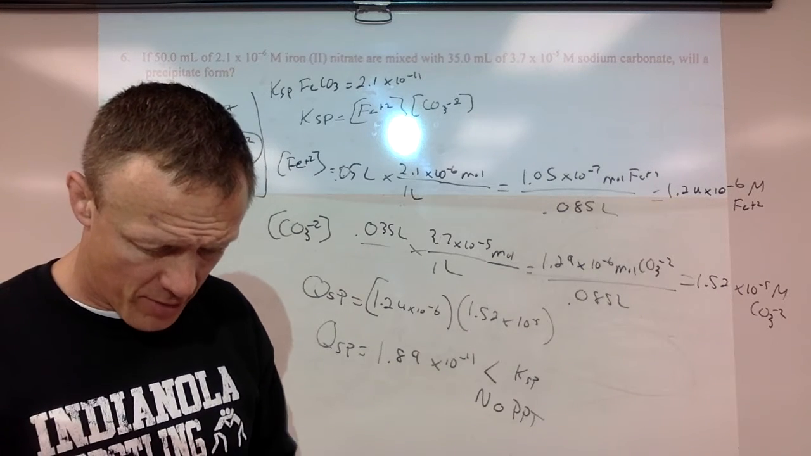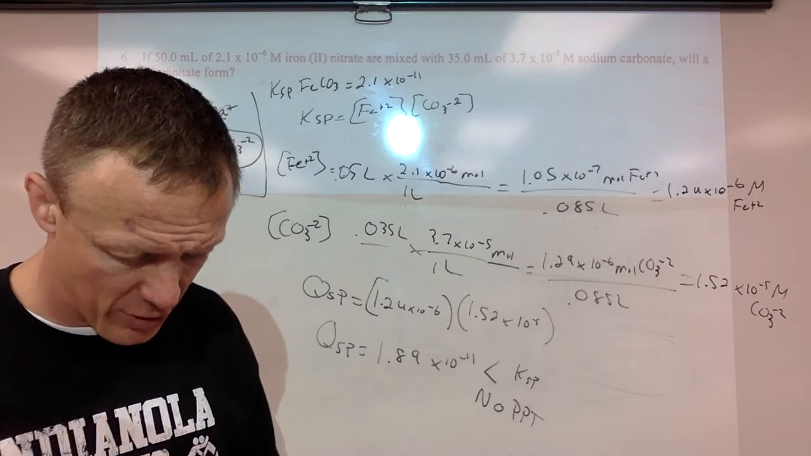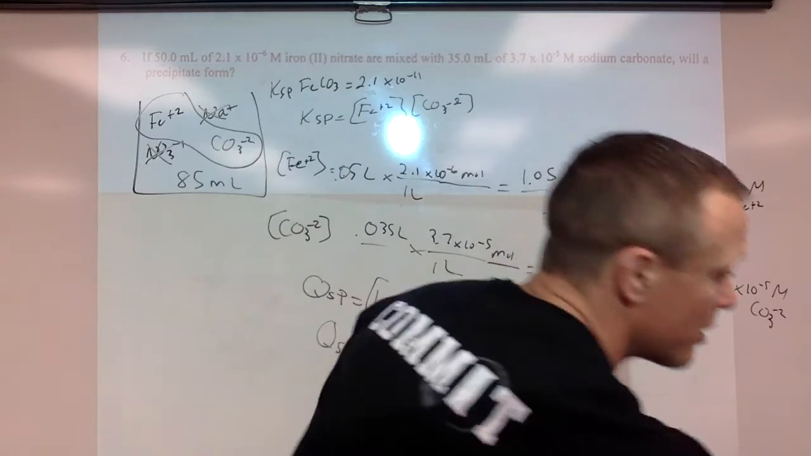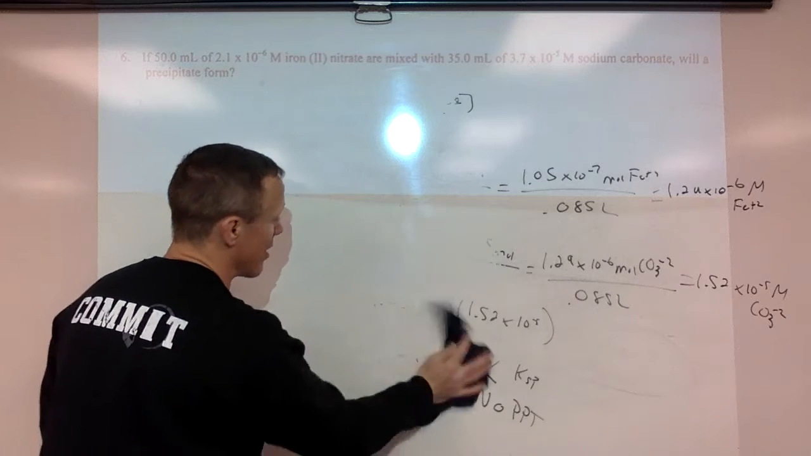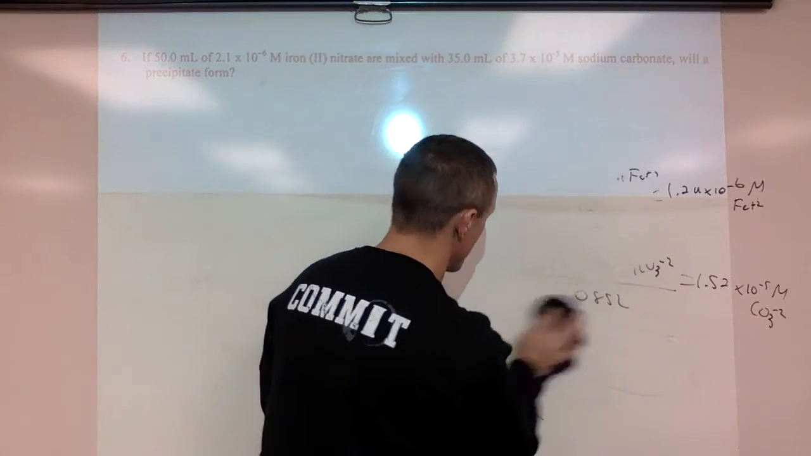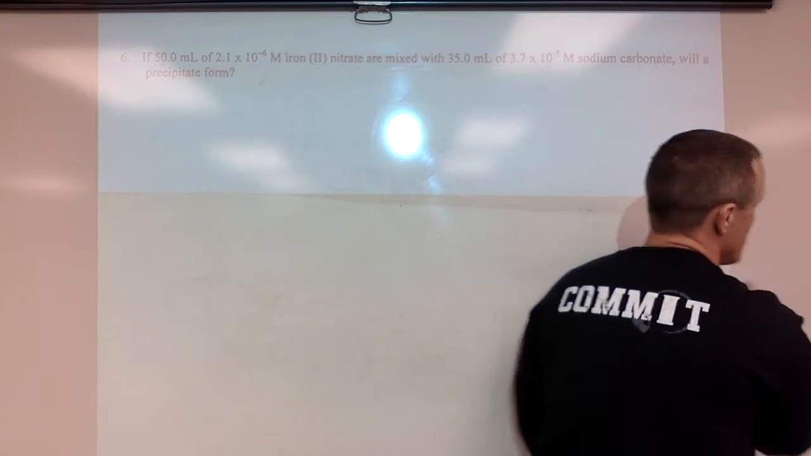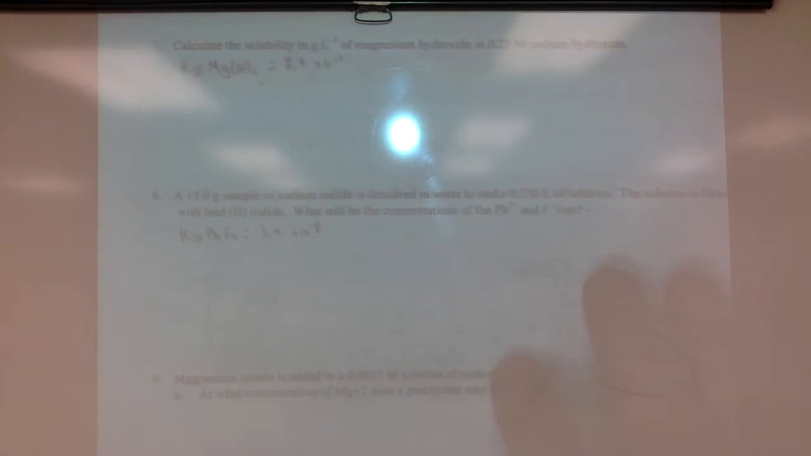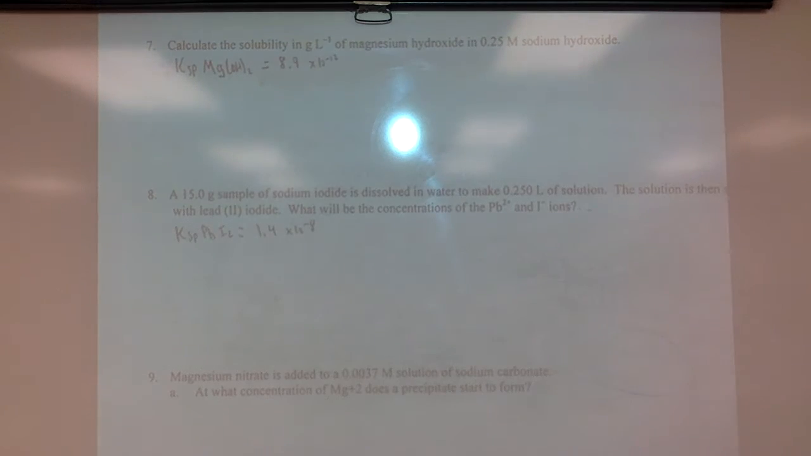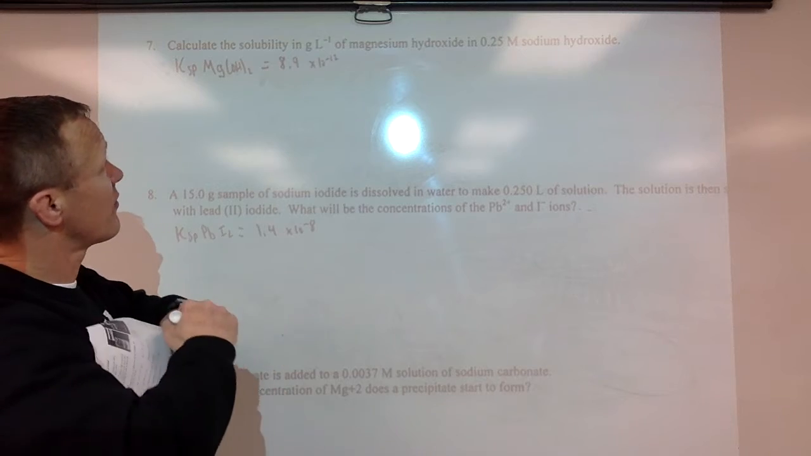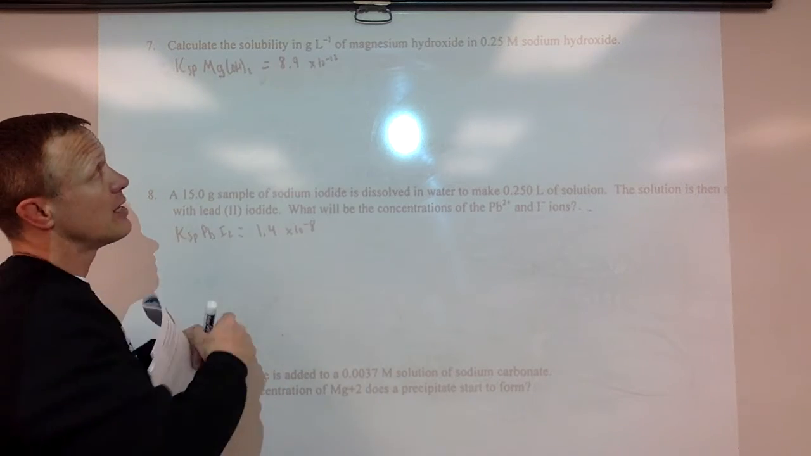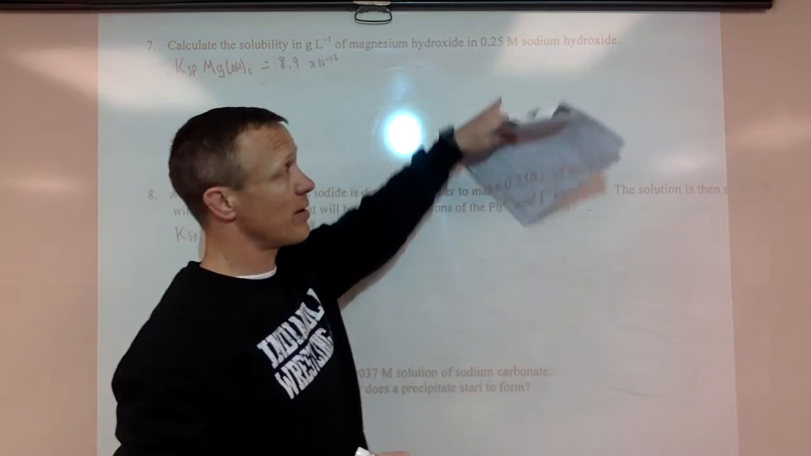Number 7, figure out the solubility in grams per liter of magnesium hydroxide. Now, usually we've been figuring out the solubility in water. This time we're figuring it out in a solution that already has one of those ions in it, so that will affect how much can dissolve. So there's our Ksp value. Again, we're figuring out the solubility in grams per liter if we are in a 0.25 molar sodium hydroxide solution.